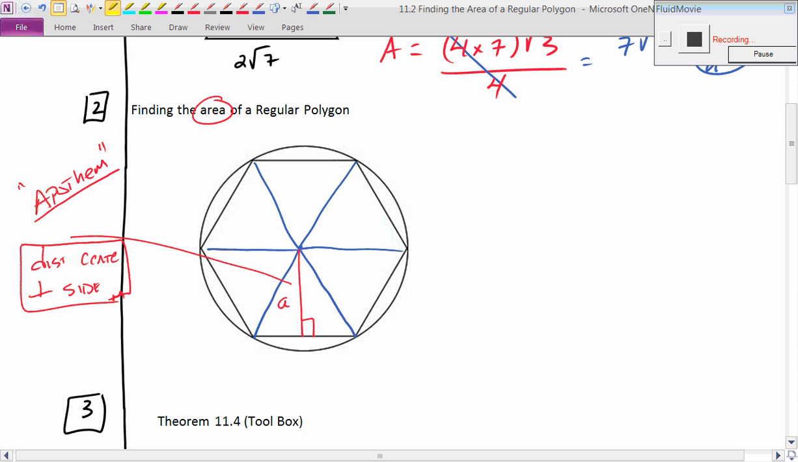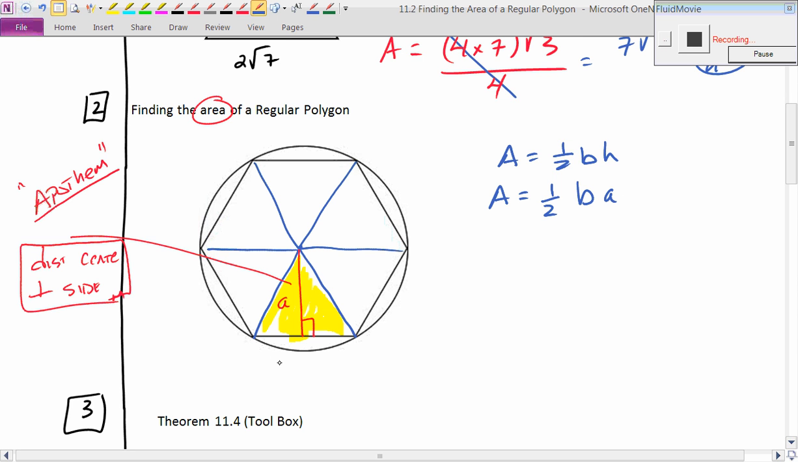So if I was just looking at this one little triangle here, this one that I have highlighted, the apothem is the distance from the center perpendicular to a side. So we know that the area of any triangle is 1/2 the base times the height. The area of that triangle I have in yellow would be 1/2 the base times A, where A is the apothem, because the height is the apothem.